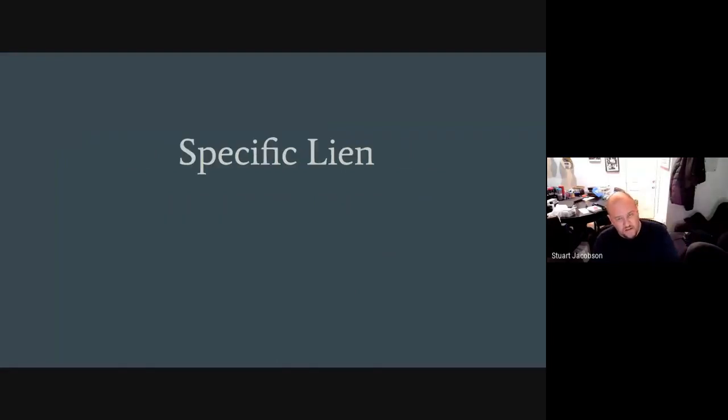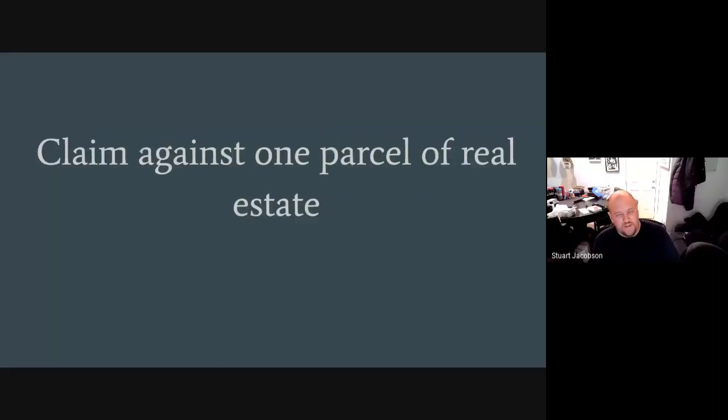Specific lien. A claim against one parcel of real estate, right? With something specific, it's a claim against one. General liens are across several. My home in the Hamptons, my home in Nantucket. Where else should I have a home? Cape May, New Jersey. Love Cape May. Cute little town.